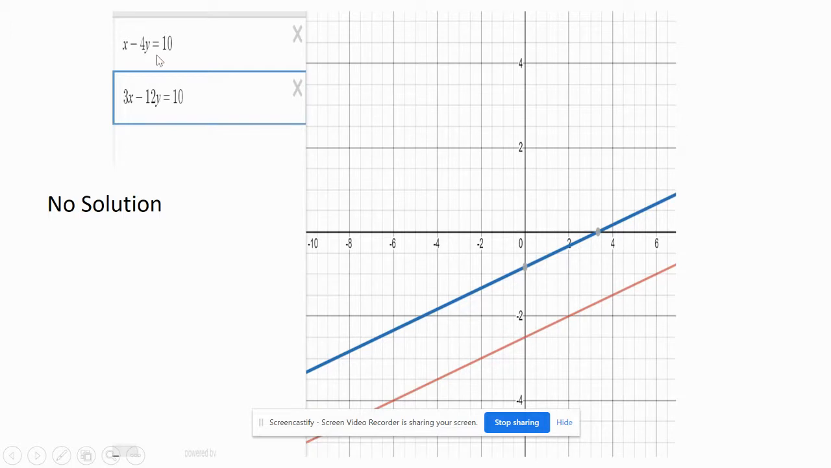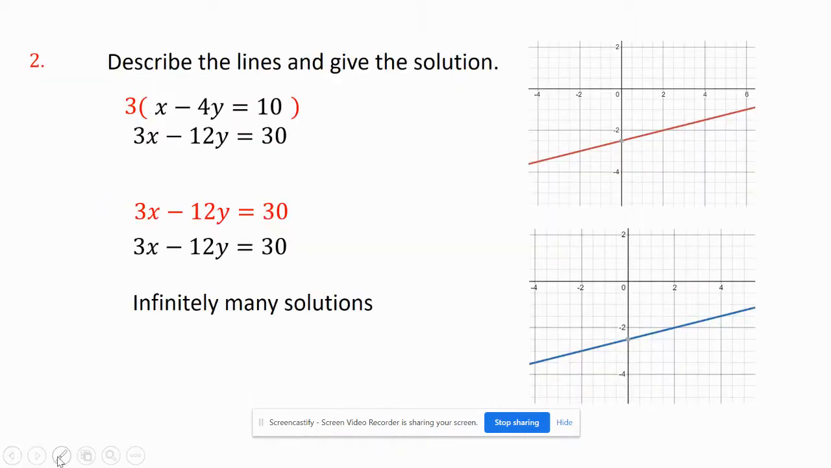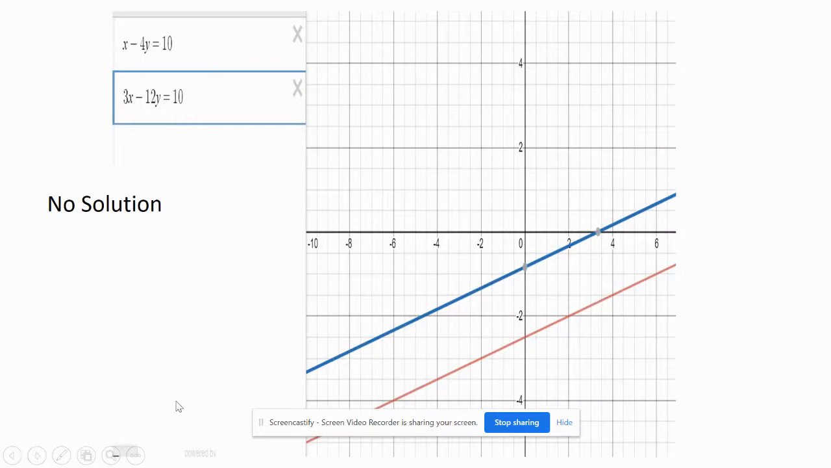But if the number instead of 30 was 10, these lines would be parallel because they have the exact same slope. Notice they have the exact same slope over here also as they do here, but this time they do not intersect, so there's no solution.